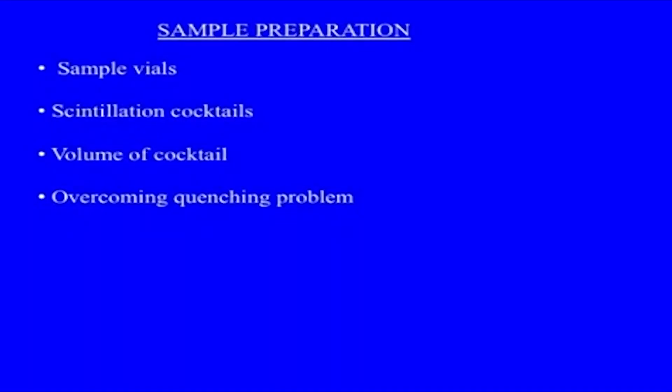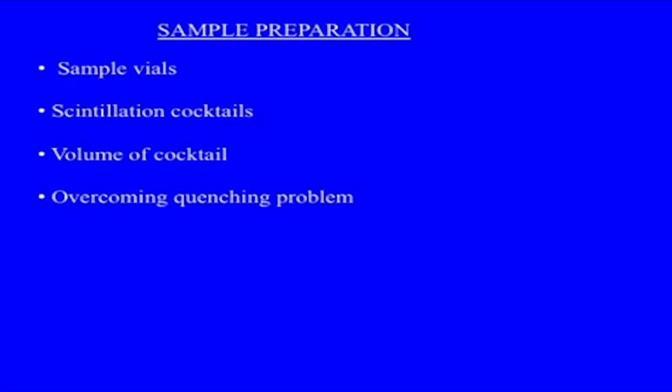Now, today we are going to discuss sample preparation in liquid scintillation counting. In sample preparation you require a lot of things: sample vials, what kind of scintillation cocktail has to be taken, what is the volume of the scintillation cocktail, and how the sample needs to be prepared for proper counting. All these things we are going to discuss in this lecture. Now, let us start with sample vials.